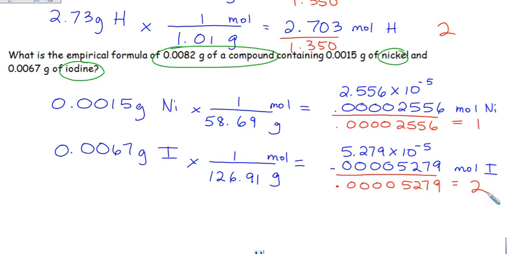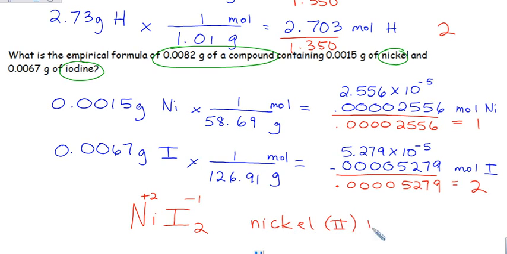So here's my formula then. Nickel and 2 iodine, NiI2. If they ask me, what is the charge on the nickel, or what is the name of this compound? I know that iodine is always -1, so the nickel must have been +2, so that this compound is overall neutral. Nickel(II) iodide would be the name of my formula.